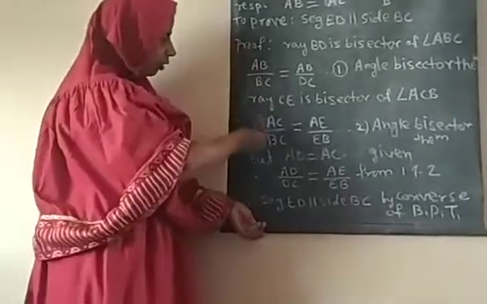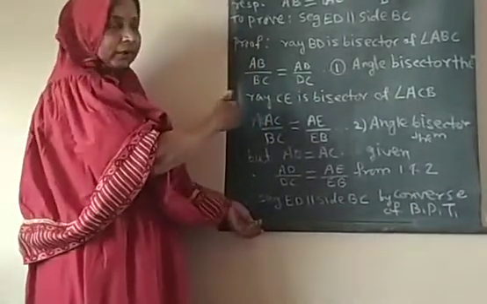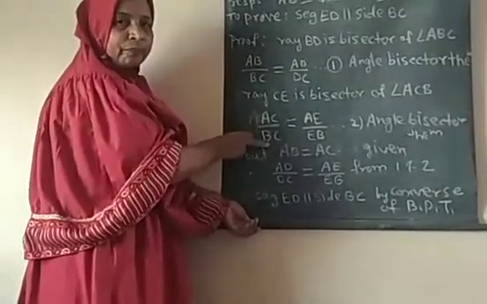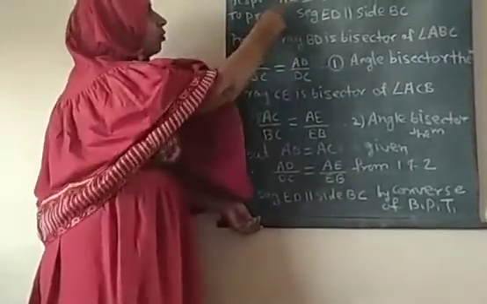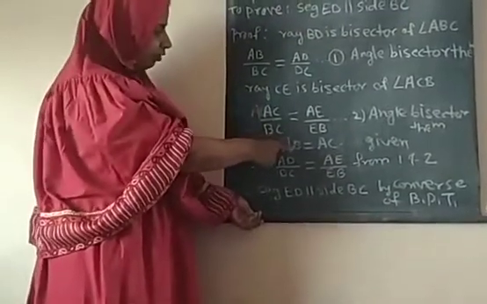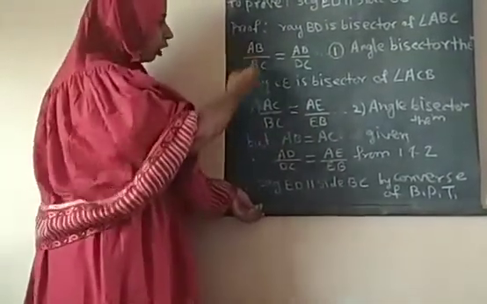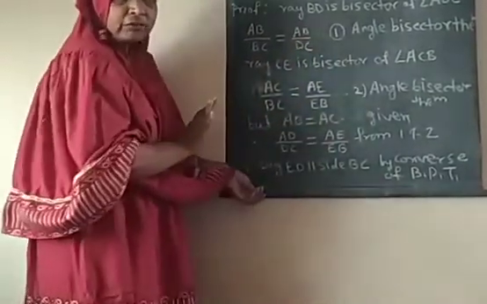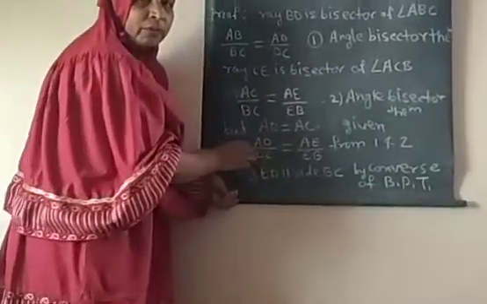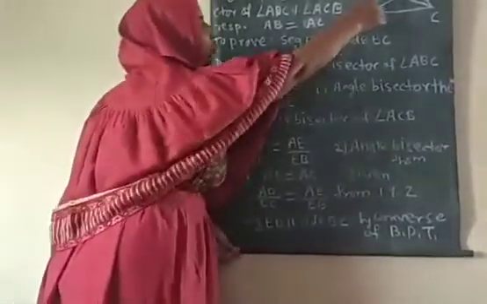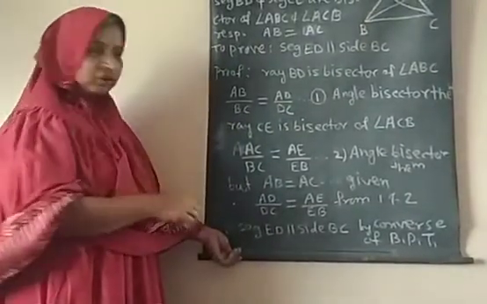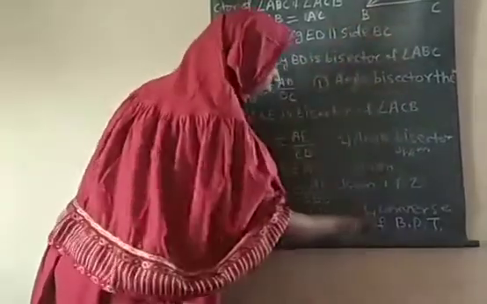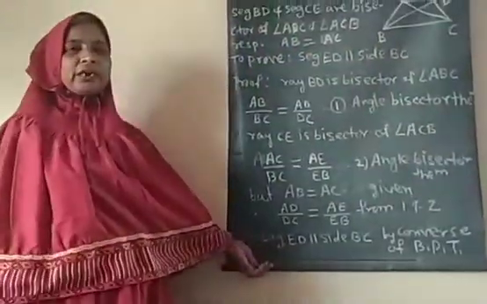Now, from equations 1 and 2, observe the LHS. Here the denominator is BC, and this denominator is also BC. The denominators are the same, and the numerators are also the same because it is given that AB side is congruent to AC side. So our LHS is equal. Therefore the RHS is also equal. Now the ratios are equal, and if the ratios are equal, then the corresponding sides are parallel to each other by the converse of BPT. Therefore, ED is parallel to BC by the converse of the basic proportionality theorem.